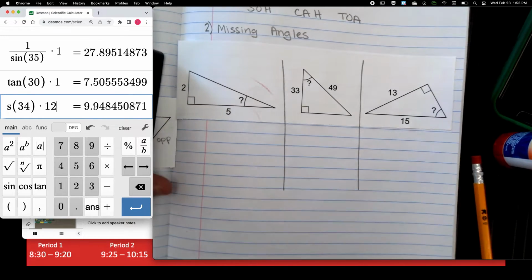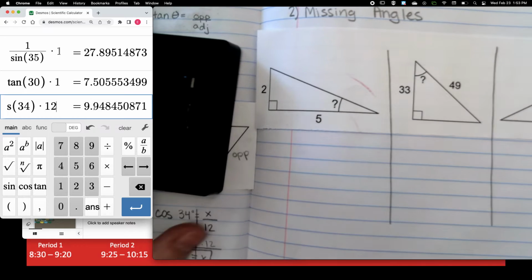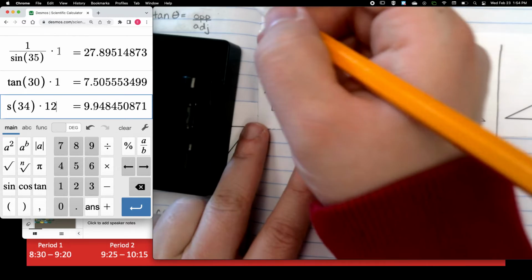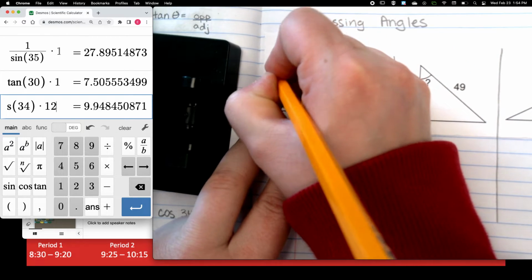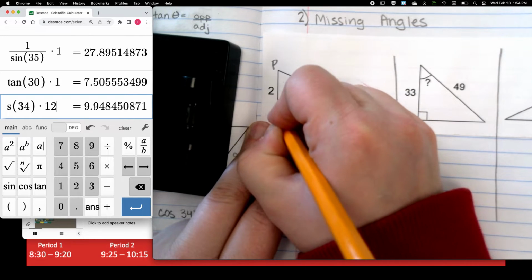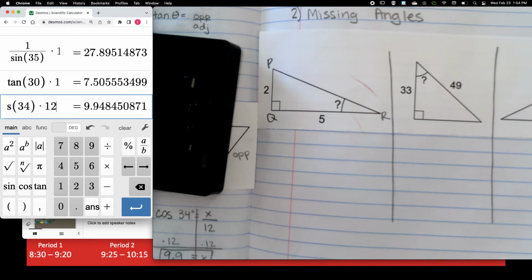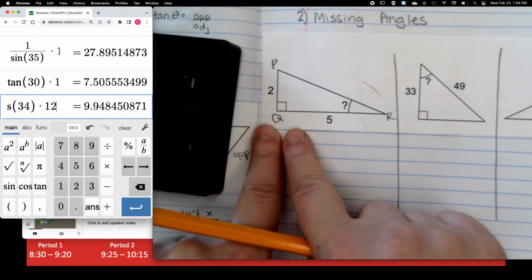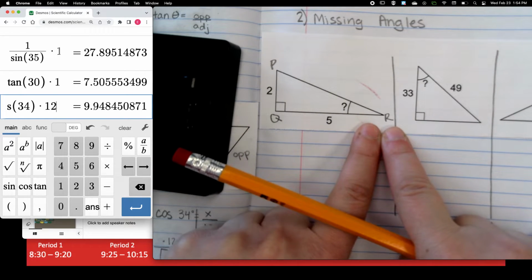All right, let's label this triangle. Let's label this P, R, and Q. So which angle is going to be the reference angle in this problem? P, Q, or R? R. So we're going to label those sides according to R.